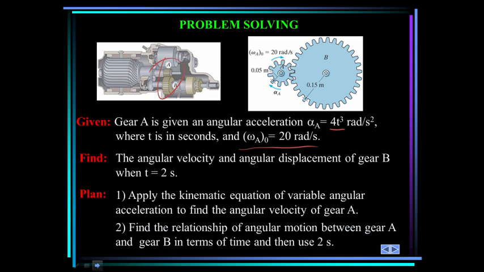Our plan is to apply the kinematic equations of variable angular acceleration. In the previous problem we had constant angular acceleration, but now the angular acceleration is a function of time, 4t cubed. So we want to find the angular velocity of gear A and also find the relationship of angular motion between gear A and gear B in terms of time. And then we'll plug in t is equal to 2 seconds.